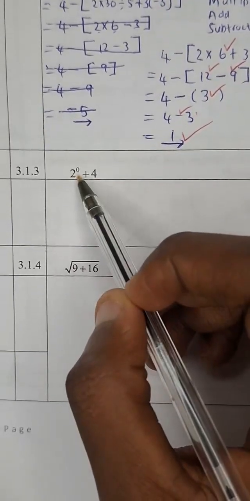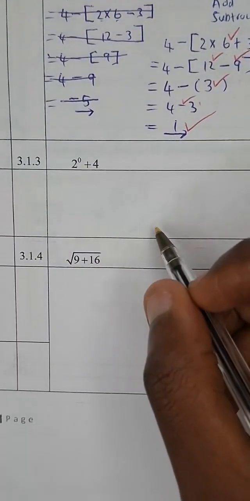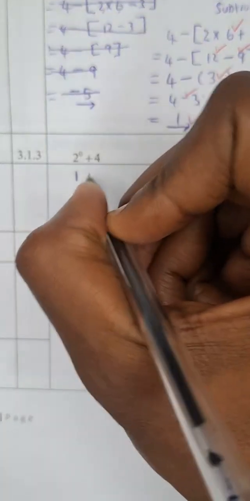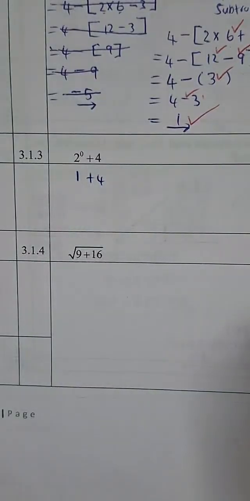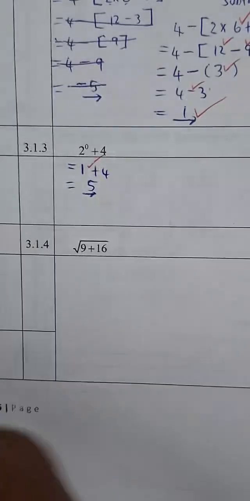2 to the power 0, any base raised to the power 0 according to exponents, yes, Shemi, anything to the power of 0 is 1. So we write 1 plus 4. You must show that step, guys. And then what is 1 plus 4? 1 plus 4 is 5. Okay.